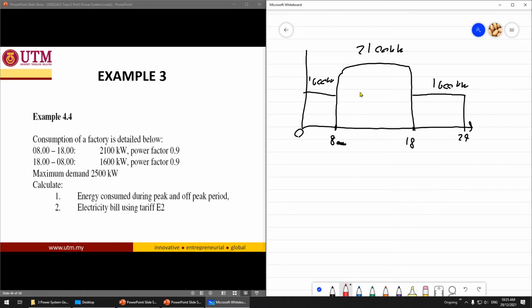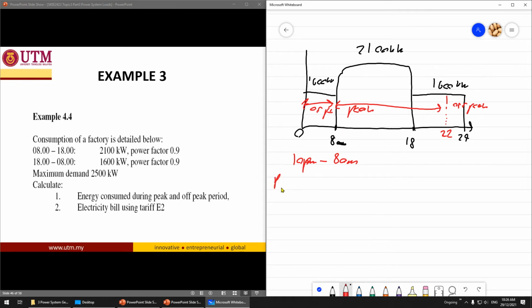So this one you have to look back at the tariff. If not mistaken, this one is from 10 p.m. until 8 a.m. So 10 p.m. is around here. 10 is 22, right? So here, 22 until 8, at this point you have the off-peak. This is peak, and then this is off-peak, so you have to divide this properly.